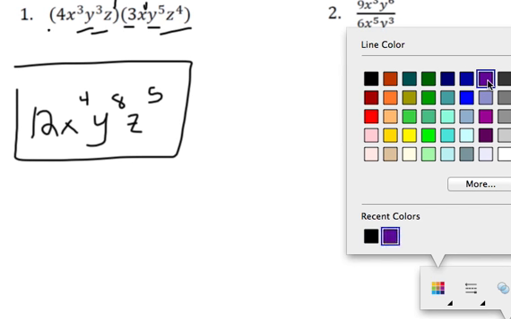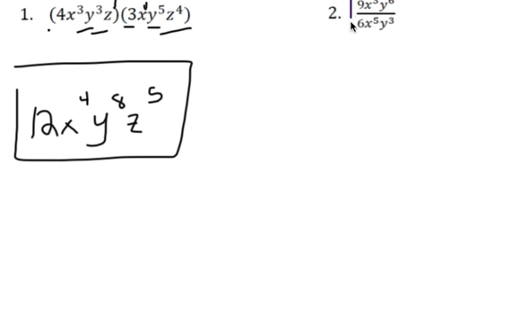So let's take a look at number 2. For number 2, what we want to do first is simplify this fraction 9 over 6. Well, both 9 and 6 are divisible by 3. So I'm going to divide each of those by 3. 9 divided by 3 is 3, 6 divided by 3 is 2. So now I have that reduced fraction right there.